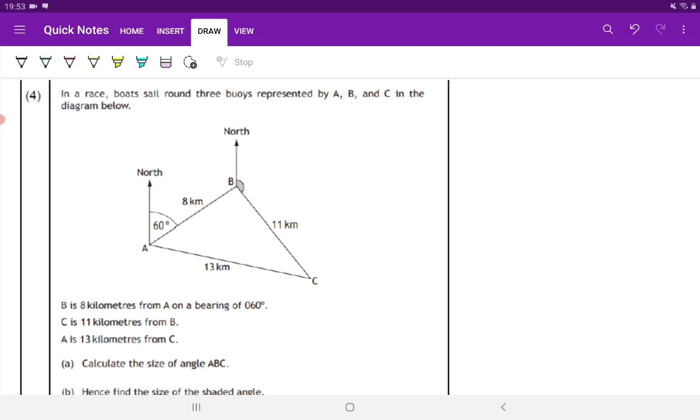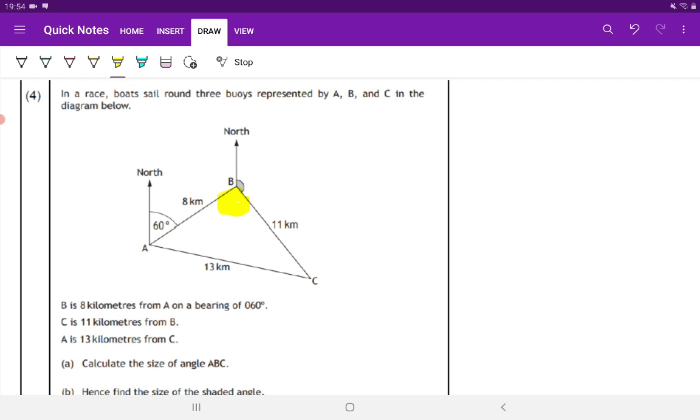So, in a race, boats sail round 3 buoys represented by A, B and C in the diagram below. That looks straightforward enough. B is 8 kilometres from A on a bearing of 60 degrees. That is marked on my diagram. C is 11 kilometres from B, also marked on my diagram. And A is 13 kilometres from C, also marked on my diagram. And I'm being asked to calculate the size of angle ABC, which is this angle in here.